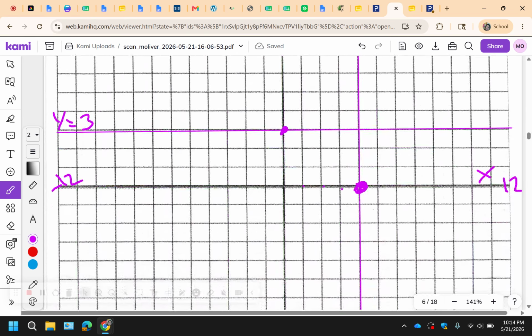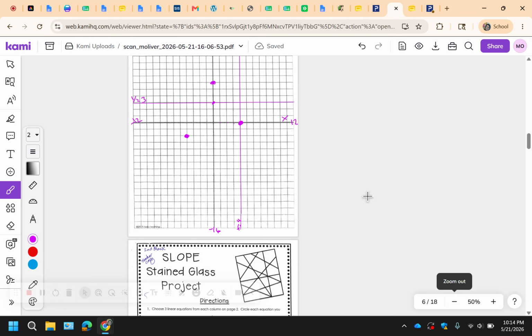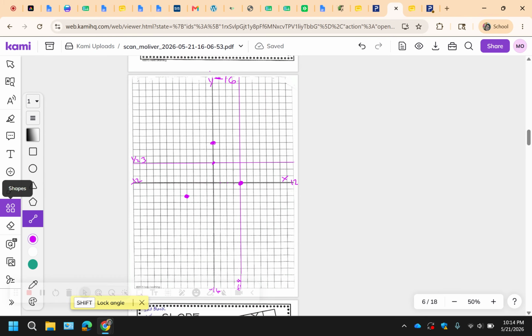So -4, 1, 2, 3, 4, 1, 2. So there is my -4, -2. And then I've got to find 0, 6, which is right there. And then you use your ruler and you make a line going all the way across. I'm gonna at least start with that, and then I'm gonna keep going all the way across. And I'll do the same going that way.